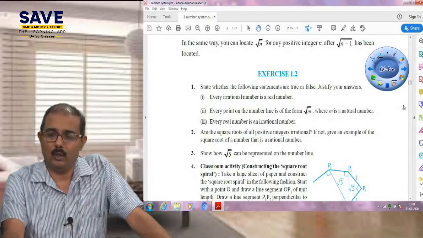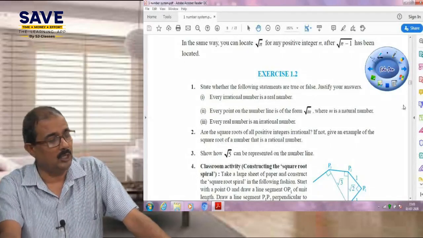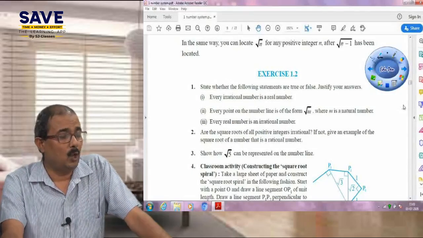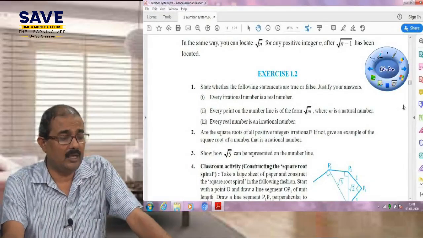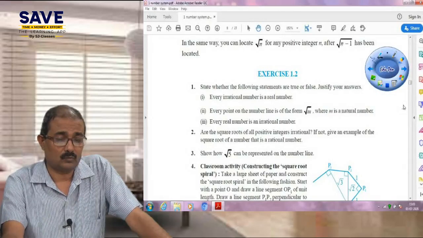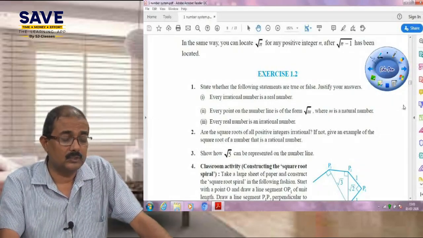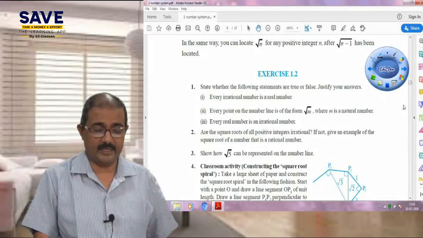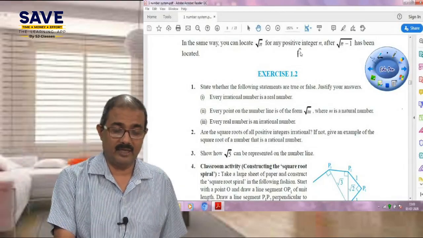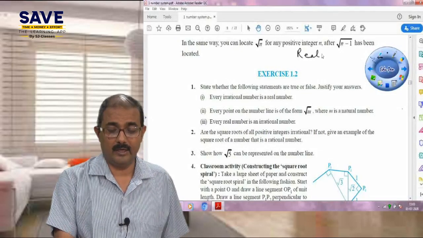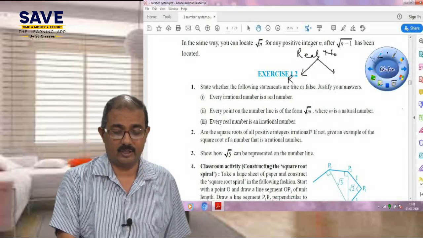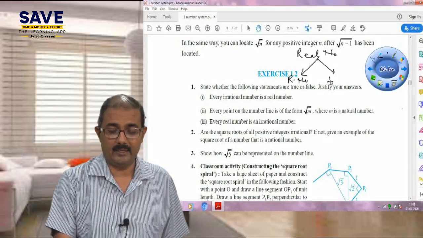So in exercise 1.2, let us take question number 1. Open your book. In question number 1, it is being asked whether every irrational number is a real number. Yesterday we discussed real numbers, and I am recalling it. Now, what are real numbers? We did this yesterday. Real numbers are rational numbers and irrational numbers.